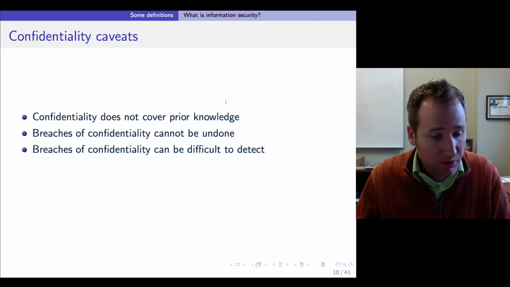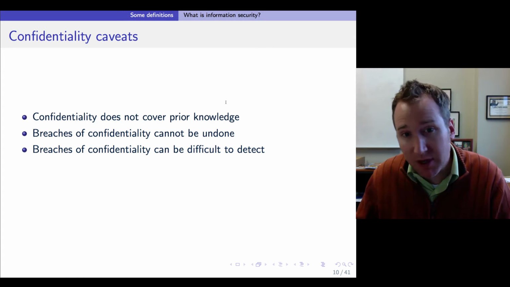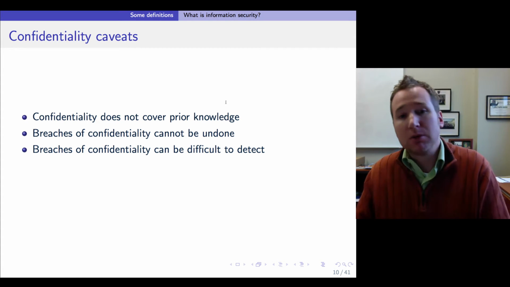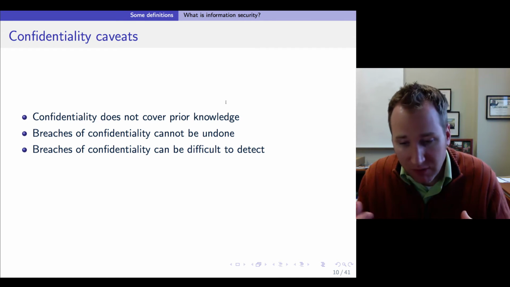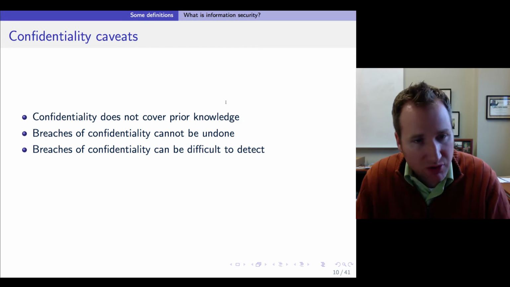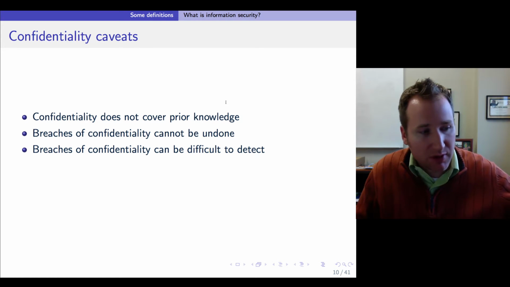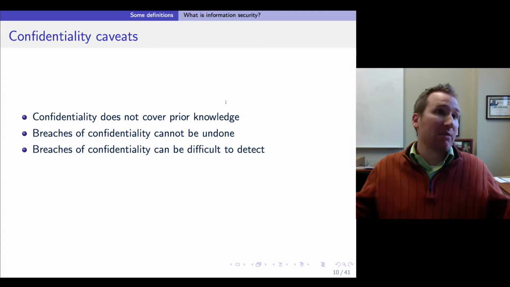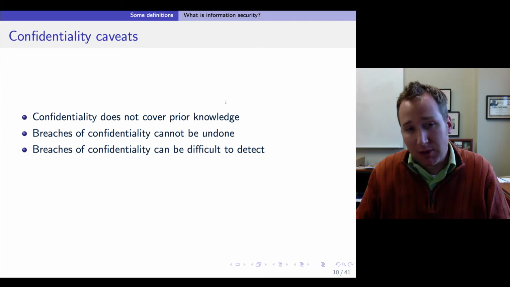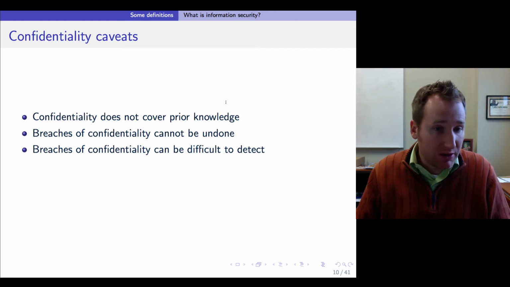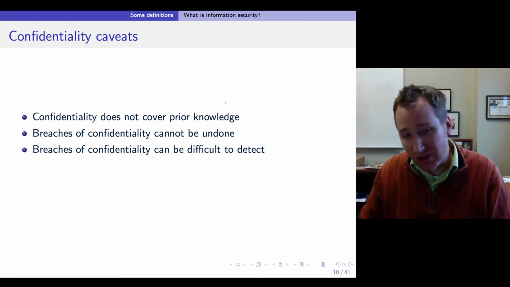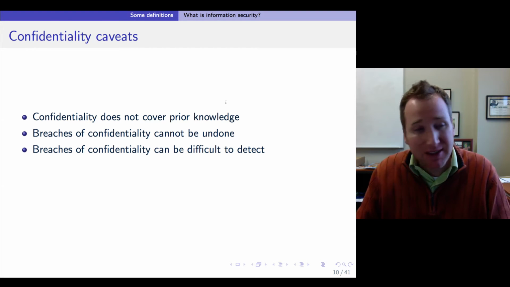So a few caveats about confidentiality. First of all, it doesn't cover prior knowledge. What this means is that if you're trying to achieve confidentiality of information, you can only do it within the context of when that information is under your control. Prior to that information being under the control of an actor, we can't say anything about whether or not they actually achieve confidentiality. Another thing to note is that breaches of confidentiality, once they occur, cannot be undone.